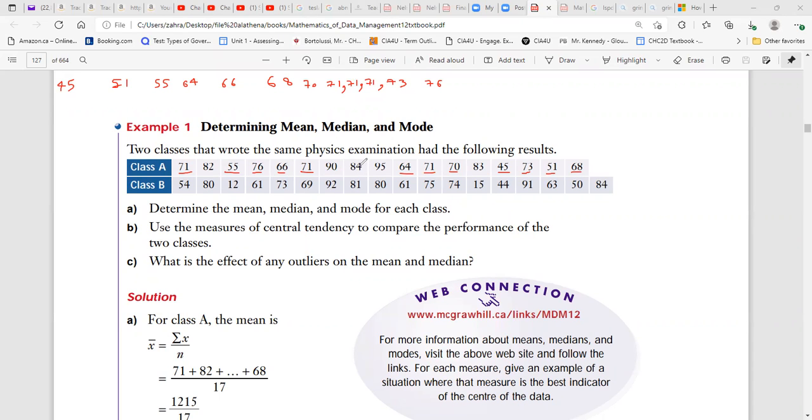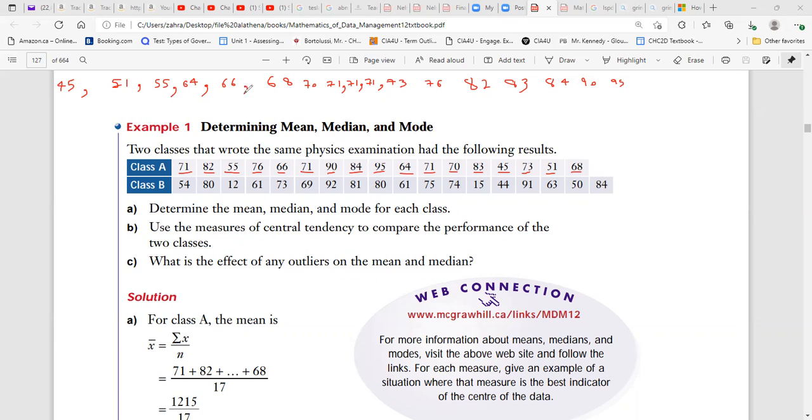So you have 82, here is 84, 83. So start with 82, there, 83, 84, and then 90, then 95. So we rearrange it from the smallest to biggest. Now we want to find a middle number, right? Totally.